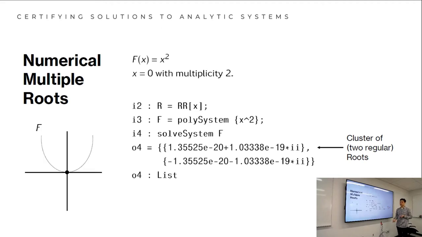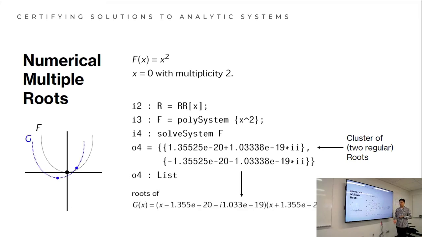So let me describe this using a diagram. We have a capital F, whose solution is at the origin, but when we solve this system using a numerical solver, we get two points close to each other. We can understand these two blue points as solutions of this capital G. So what is happening when we use the numerical solver to deal with multiple roots is that, even though we have capital F, we get two nearby solutions, which are capital G, and this capital G is really close to capital F. This is what happens when we deal with multiple roots.